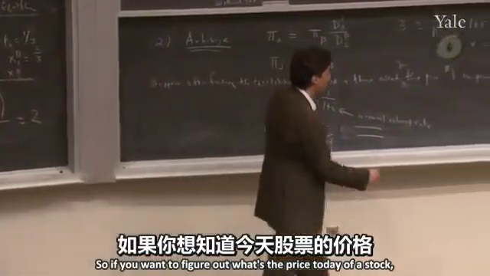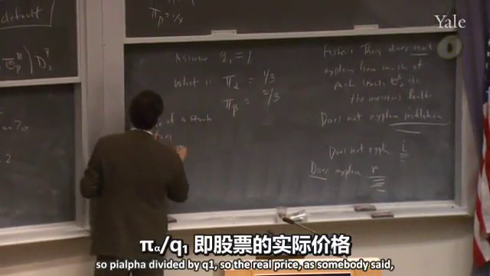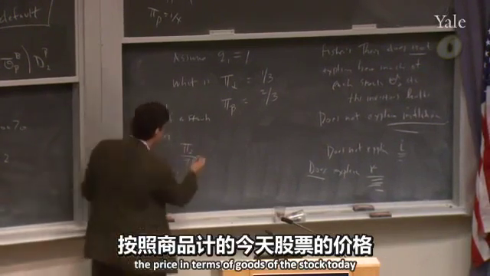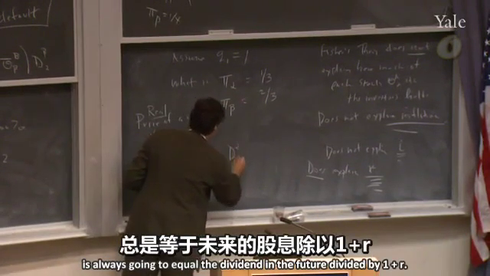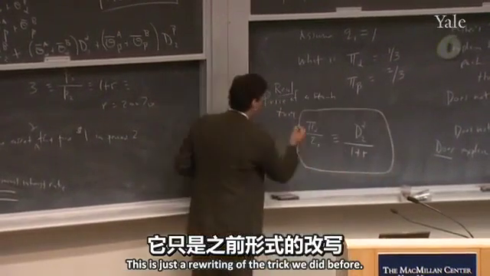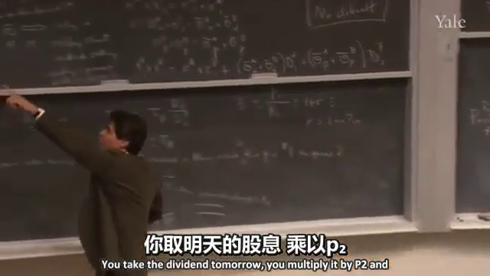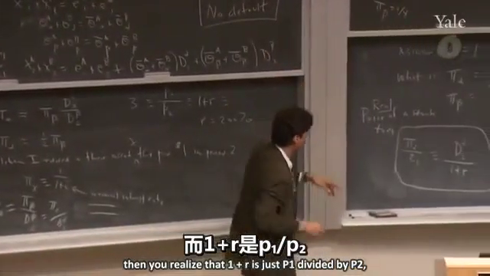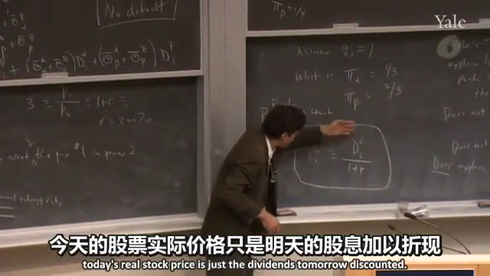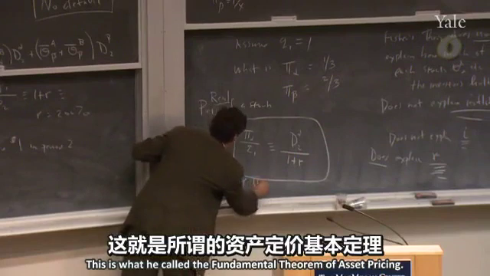So if you want to figure out the price today of a stock, Fisher's famous equation is the price of a stock today. Pi alpha divided by Q1. So the real price, the price in terms of goods of the stock today, is always going to equal the dividend in the future divided by 1 plus R. Why is that? That's exactly what we already used. This is just a rewriting of the trick we did before. You take the dividend tomorrow, you multiply it by P2, and then you realize that 1 plus R is just P1 divided by P2. So replacing the P1s and P2s by Q1 and 1 plus R, today's real stock price is just the dividends tomorrow discounted. This is what he called the fundamental theorem of asset pricing.